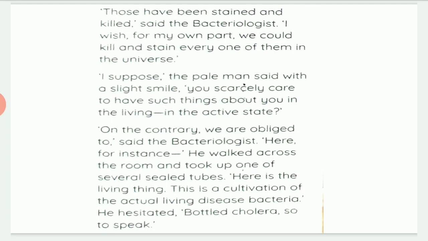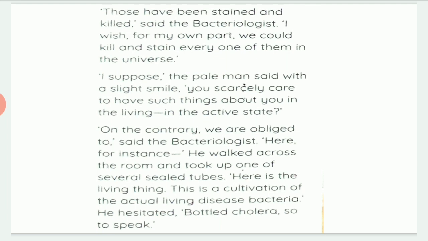"I suppose," the pale man said with a slight smile, "you scarcely care to have such things about you in the active state." Now the second question posed by him. Of course, with great hesitation, he again asks the scientist whether under no circumstances is the scientist allowed to keep such bacteria in its living form, in the active form.